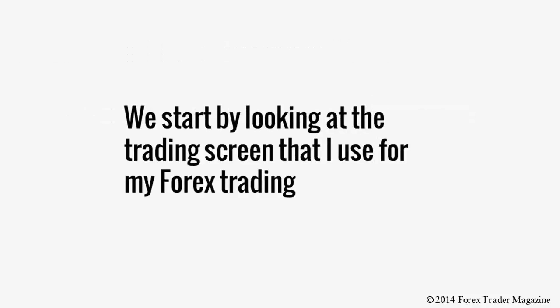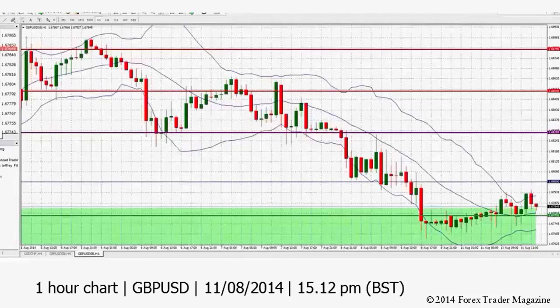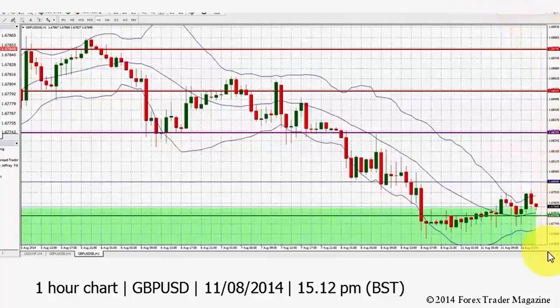But we start by looking at the trading screen that I use on a day-by-day basis for my Forex trading. And here it is. So we're looking at a grid, and basically it's a chart. And along the right-hand side here, we have got prices, and they are simply exchange rates. We can see there's a lot of information at the bottom here.